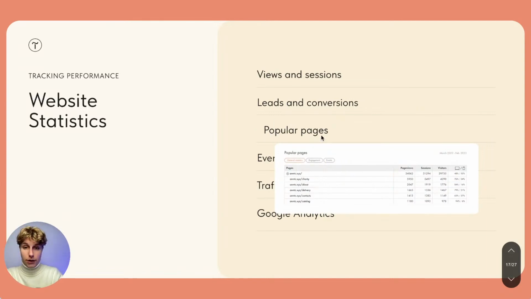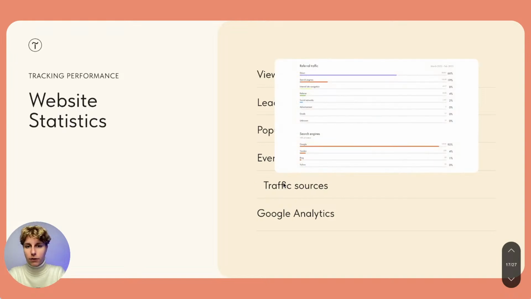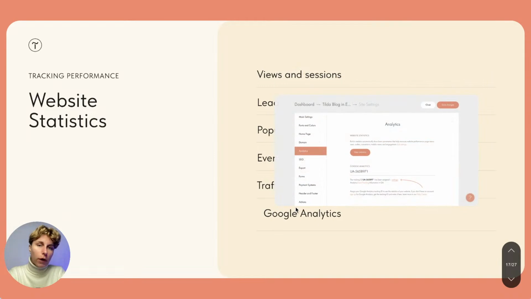You can see the popular pages. So if you have a multi-page website and you want to know which articles, for example, or which blog posts are more popular than others, you can totally do so. You can see the page views, sessions, and visitors. And also you can see what type of device your website is accessed from, either a desktop or mobile, and then maybe make some adjustments to your designs. Also the events, the traffic sources, or where your traffic comes from. And of course, you can also integrate Google Analytics and connect it to your website, and then go into the detailed statistics and analytics over there.